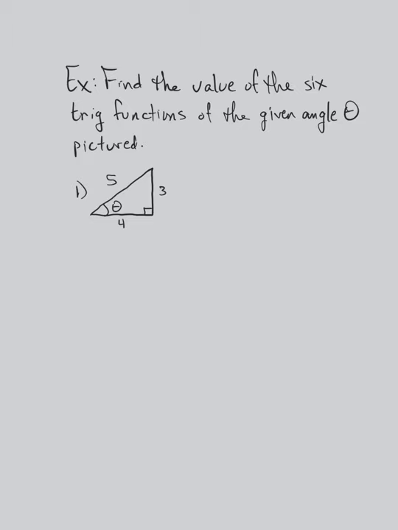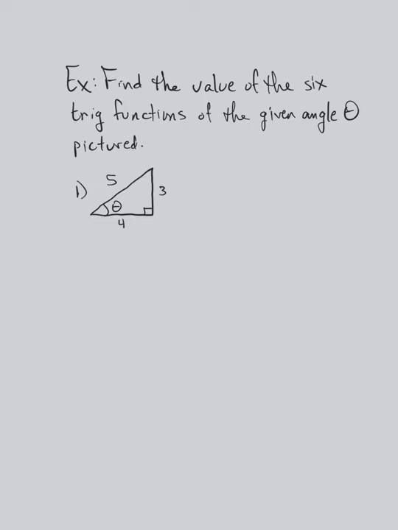Okay, so anyway, we're going to find the six trigonometric values, the trig functions, of the given angle theta in the picture, and we'll do a couple of these. So here's the first one. This is a very common type of right triangle called a 3, 4, 5. Those three numbers form what's called a Pythagorean triple, and so this forms a right triangle here.